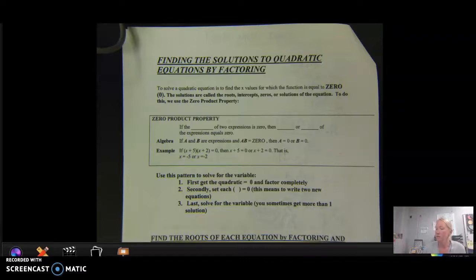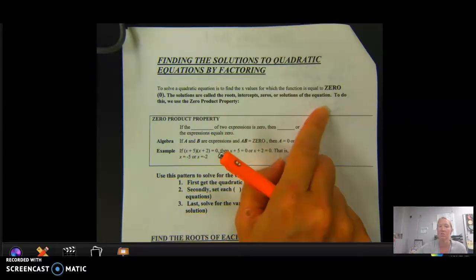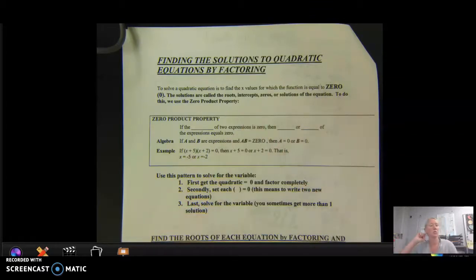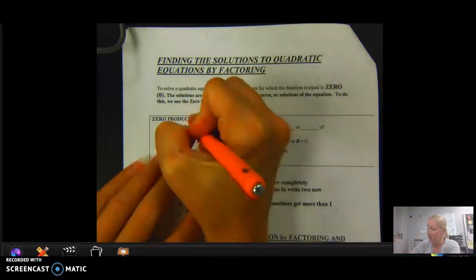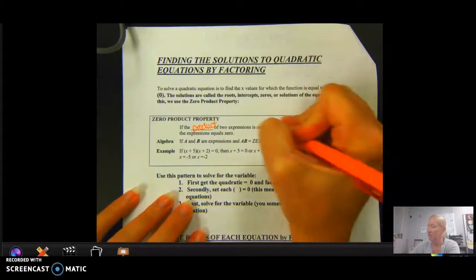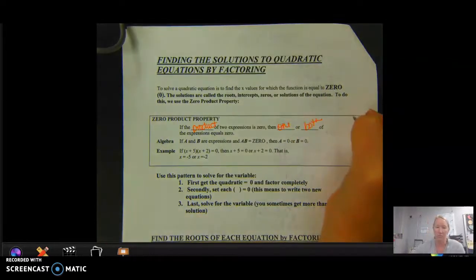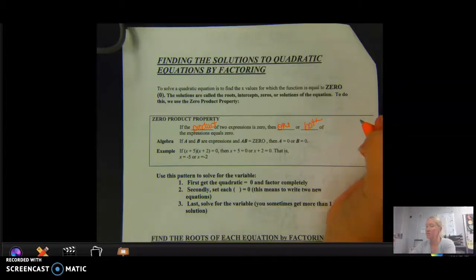Okay, so to solve a quadratic equation is to find the x values for which the function is equal to 0. The solutions can be called roots, intercepts, zeros, or solutions to the equation. So they can be called any of those. To do this, we use the zero product property. It says if the product, which means multiplication, of two expressions is 0, then one or both of the expressions equals 0. So for instance, if a and b are expressions and a times b equals 0, then a has to be 0 or b has to be 0.